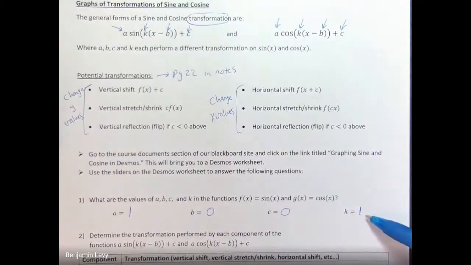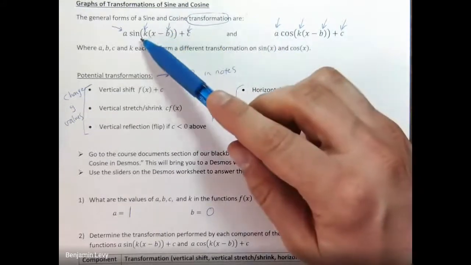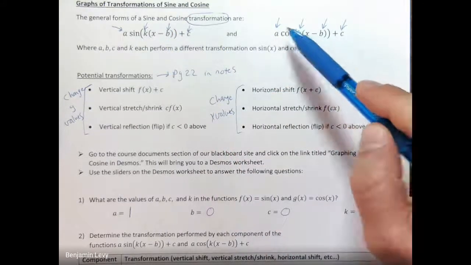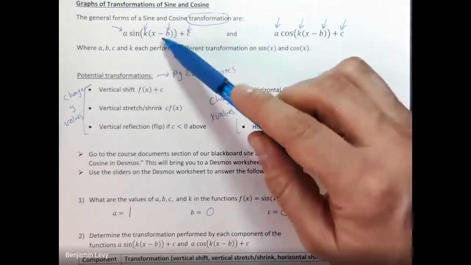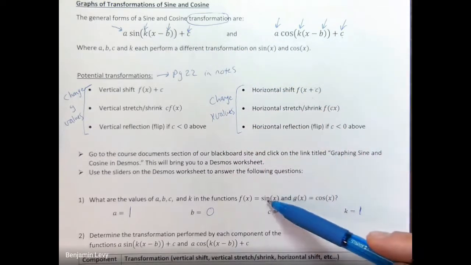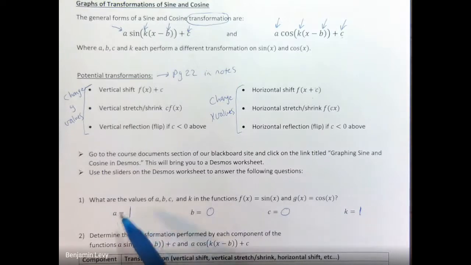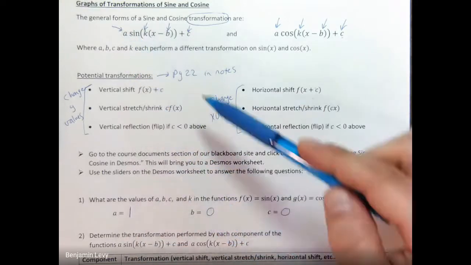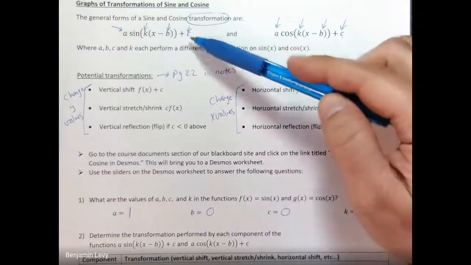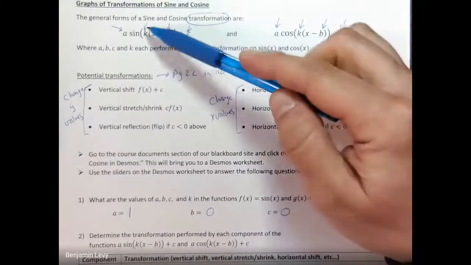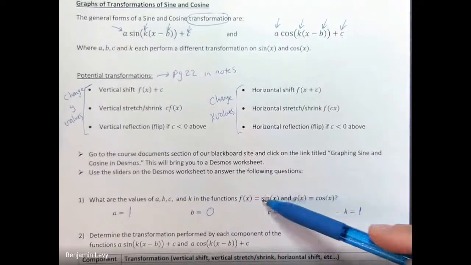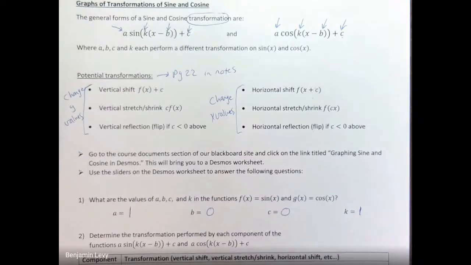Again, I got those numbers because I'm thinking, what do I need to plug into these two functions up here for a, k, b, and c that would give me these functions down here? And what I'm saying is you plug in a equals 1 up here, b equals 0 up here, c equals 0 up here, and k equals 1 up here, and you'll get these two functions. And so these are the baseline values of sine and cosine. And if you change any of those values, it's going to create a transformation.